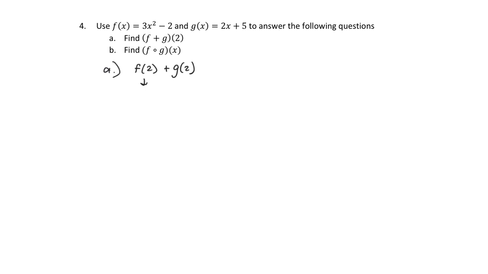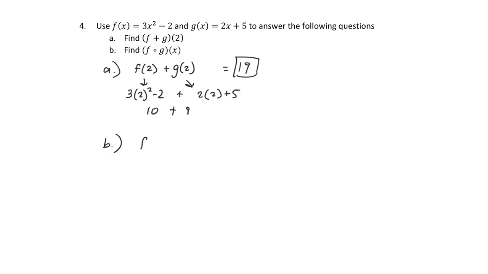So f of 2 is 3 times 2 squared minus 2. And then g of 2 is 2 times 2 plus 5. So we just need to add these two values together. So here we have 4 times 3 is 12 minus 2 is 10. And here we have 4 plus 5, which is 9. So this is equal to 19.